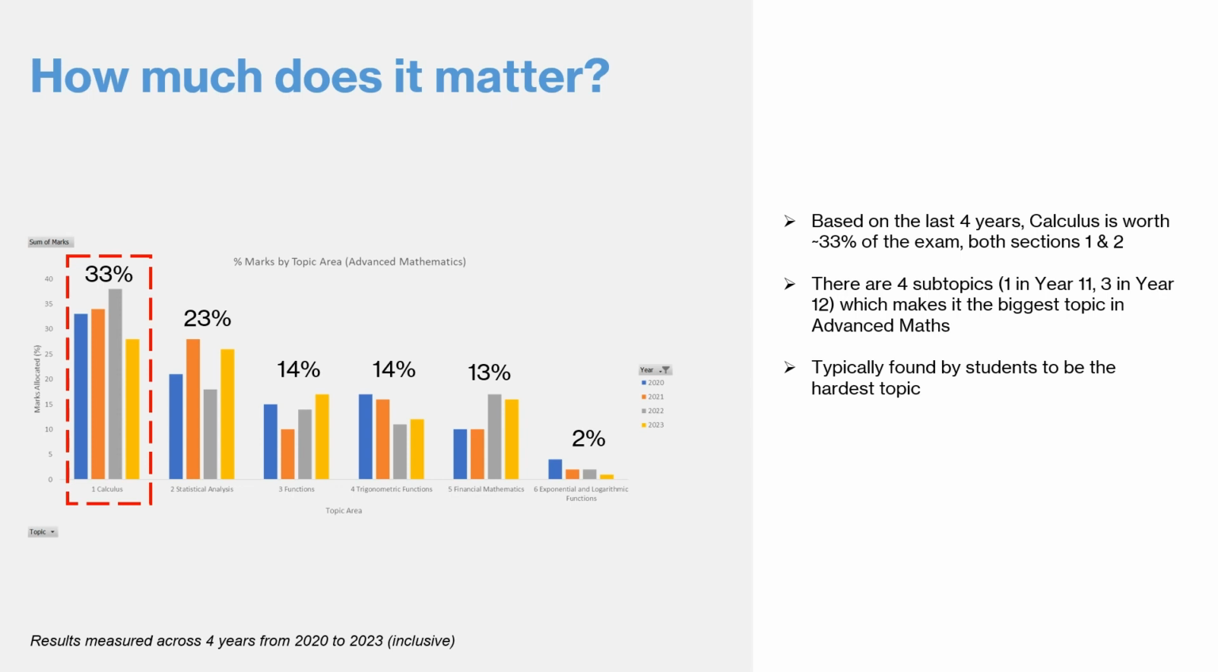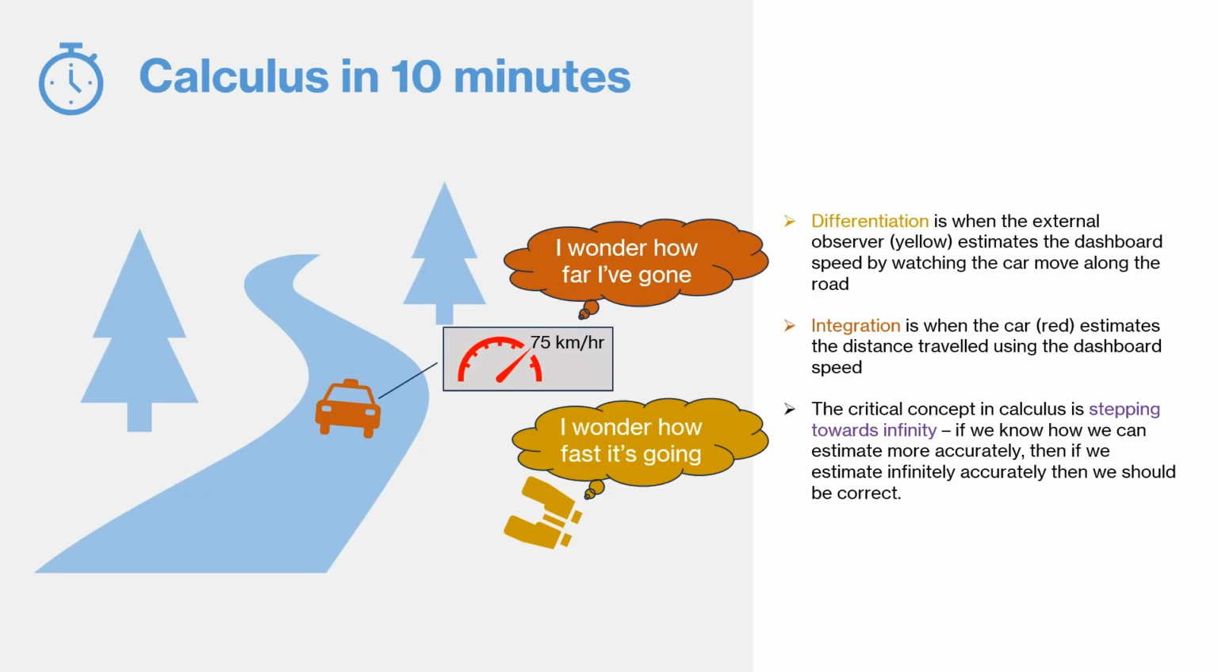Students usually find this to be difficult because there are so many rules and formulae to remember, but the core concepts are actually really simple. Imagine a red car driving down a very long road, and there's an outside observer on the side of the road. The driver of the red car can see the dashboard of the car and how fast he's going, let's say 75 km per hour. And this will change every second when the driver accelerates or decelerates. The external observer knows how long the road is, and he has a stopwatch with him.